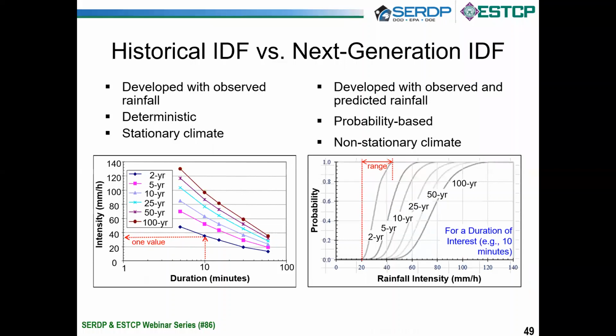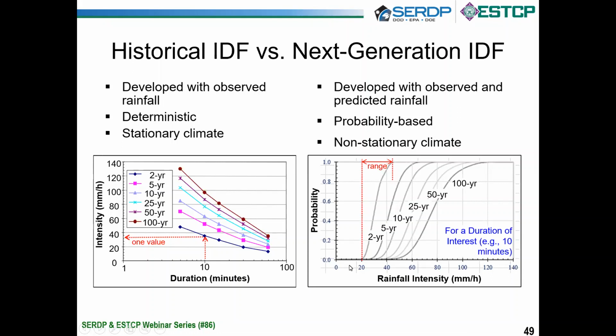So this is a comparison between the two types of ADF curves. The left side is historical ADF curves. You can see this kind of curves is usually developed using observed historical rainfall data. It is deterministic. That means for a given duration and a given return period, you will have only one intensity. For example, for duration 10 minutes and 2-year return period, there's only one value here, roughly 34 millimeter per hour. Also, historical ADF curves only assume stationary climate.